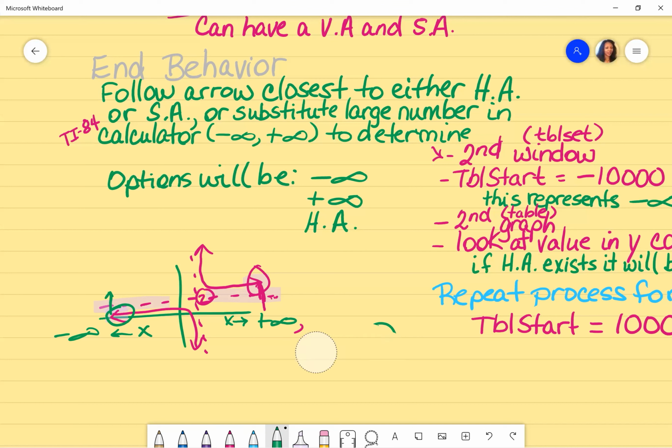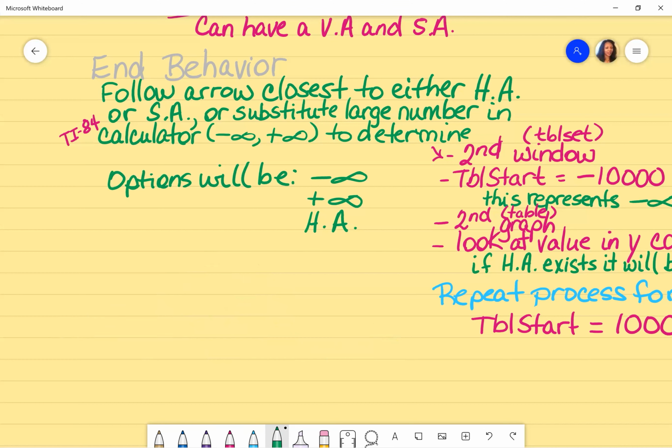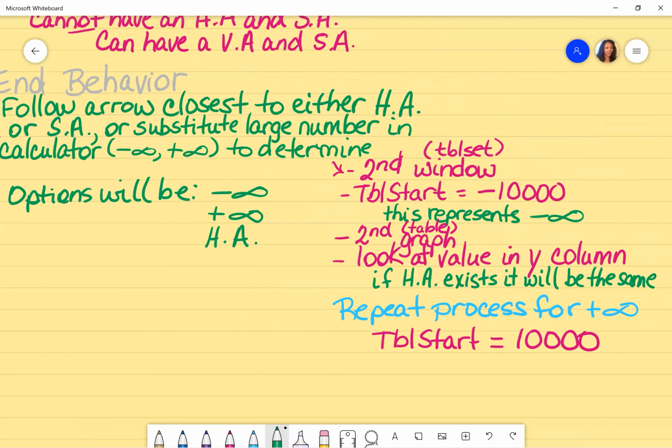Now, if I have a slant asymptote, I have to pay attention to that one because that will probably be negative infinity or positive infinity. You can double check it by using your calculator, and I put the notes over here. You can go into your table set and just put a number that represents negative infinity. I usually use negative 10,000, but you can use negative 1 million. It doesn't matter, just a big number.